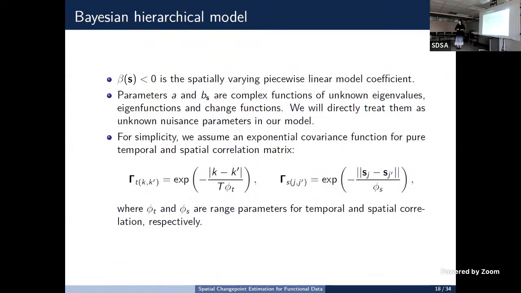For the beta, the slope, since we expect it to first increase and then decrease, it should be negative and be spatially correlated. For the A and B, we will treat them as unknown parameters and let the model learn the value. We also assume the exponential variance covariance for the temporal and spatial correlation in the error part.